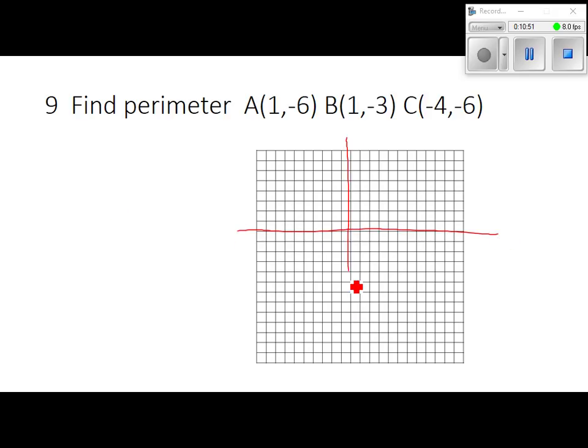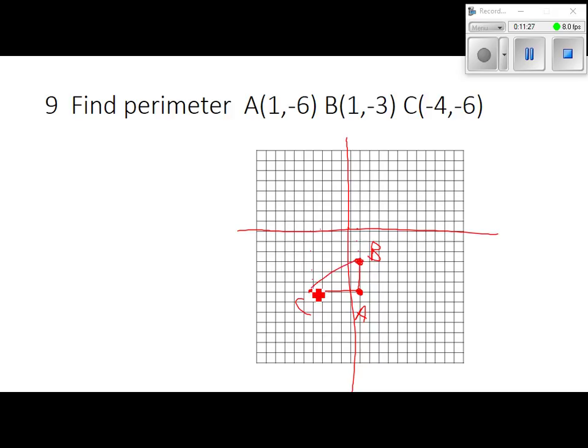I'm just going to draw the X and Y axes here. Mine's not drawn very straight, but it'll be all right. We do 1, so right 1, down 1, 2, 3, 4, 5, 6. That's point A. Right 1, down 3. That's point B. And C is left 1, 2, 3, 4, down 6, 1, 2, 3, 4, 5, 6. That's C. So we're finding the perimeter of that triangle.